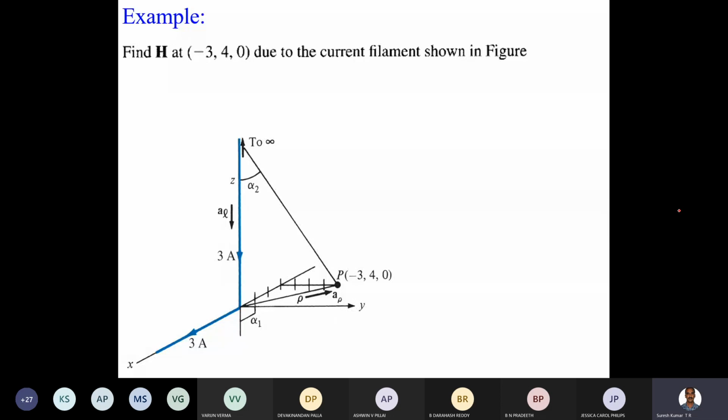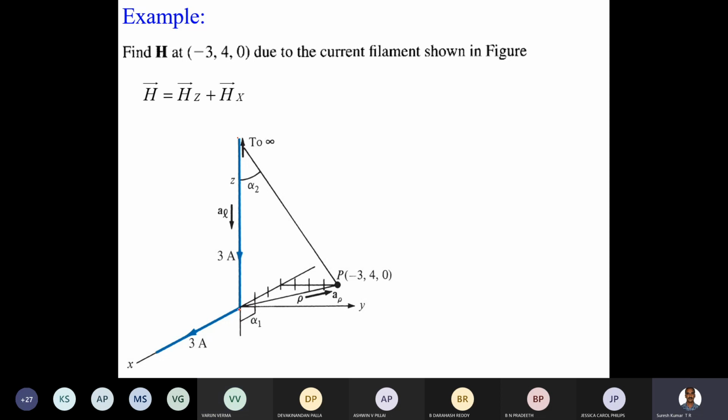Now please try this. Find the magnetic field due to this current element shown in the figure. Look at this picture clearly. There are two segments, shaped like an L, and this vertical segment. What is the length of the vertical segment? It is infinite, or semi-infinite.